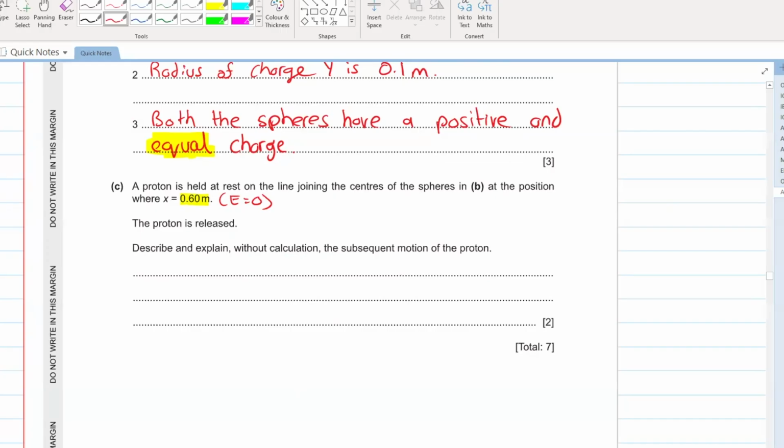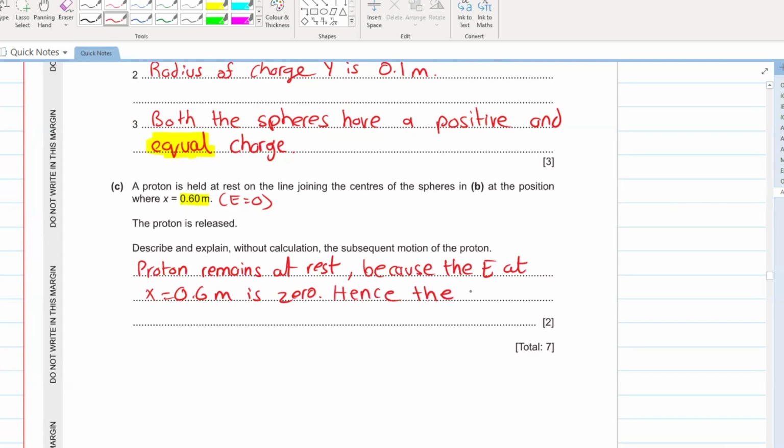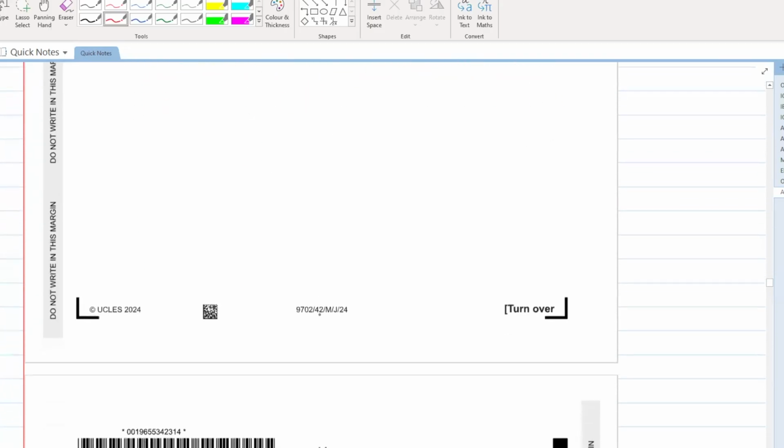If the electric field strength is 0, the proton will remain at rest. Why? Because the electric field strength at x equals 0.6 meter is 0. Hence, the electric force will be 0 as well. Simple. Let's further move ahead.